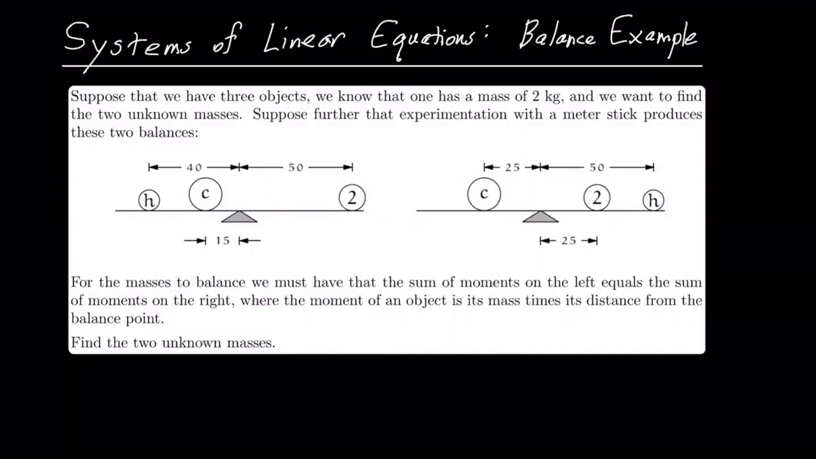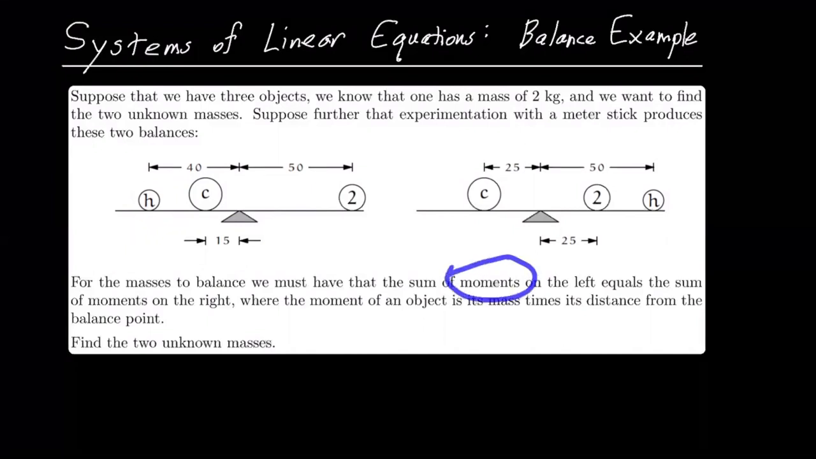Three objects, one with a mass of 2 kilograms, that is the one right here. And then we have two other objects of unknown mass, and those are labeled H and C. And we would like to be able to use this balance apparatus to figure out what the two unknown values are. And the main idea here is this idea of a moment of a mass, which honestly, another word that I would probably have used from my basic physics knowledge is torque.